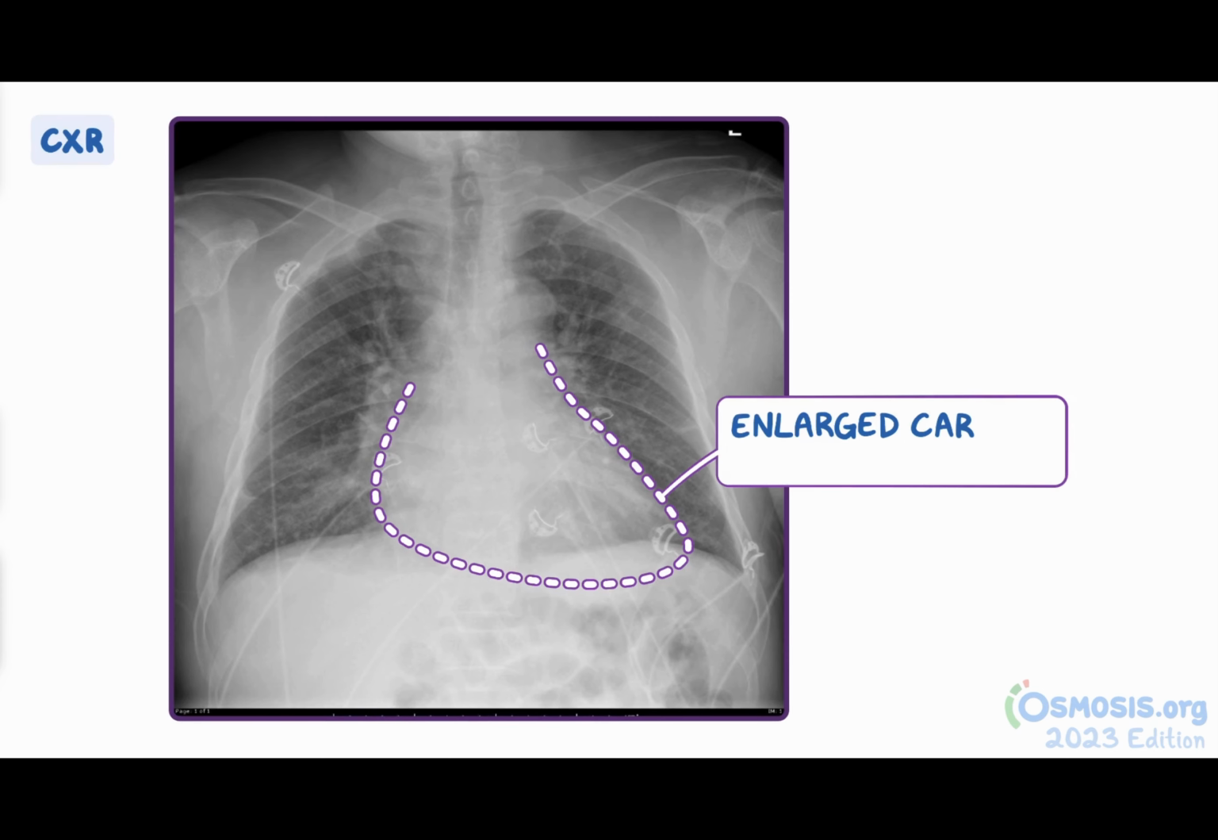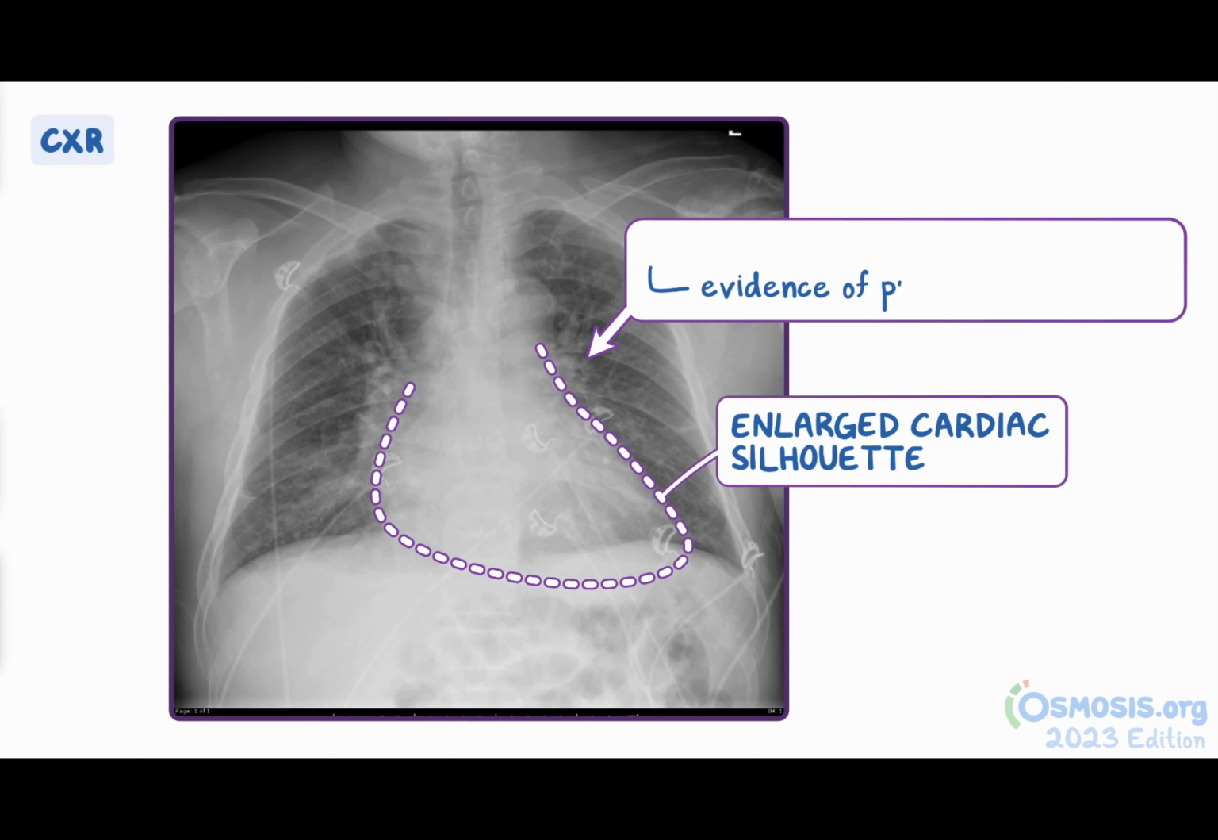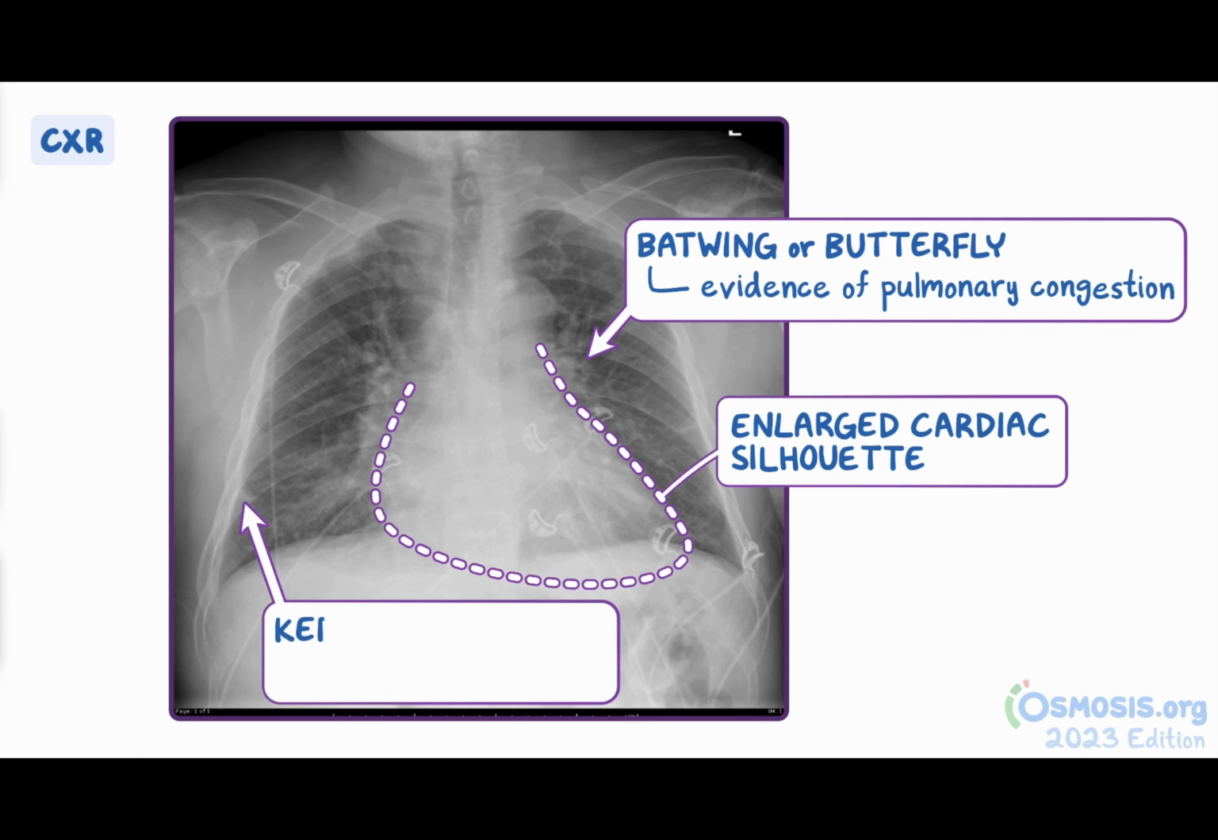Finally, a chest x-ray might show an enlarged cardiac silhouette and evidence of pulmonary congestion, such as a bat wing or butterfly appearance from alveolar edema and curly B lines from interstitial edema.